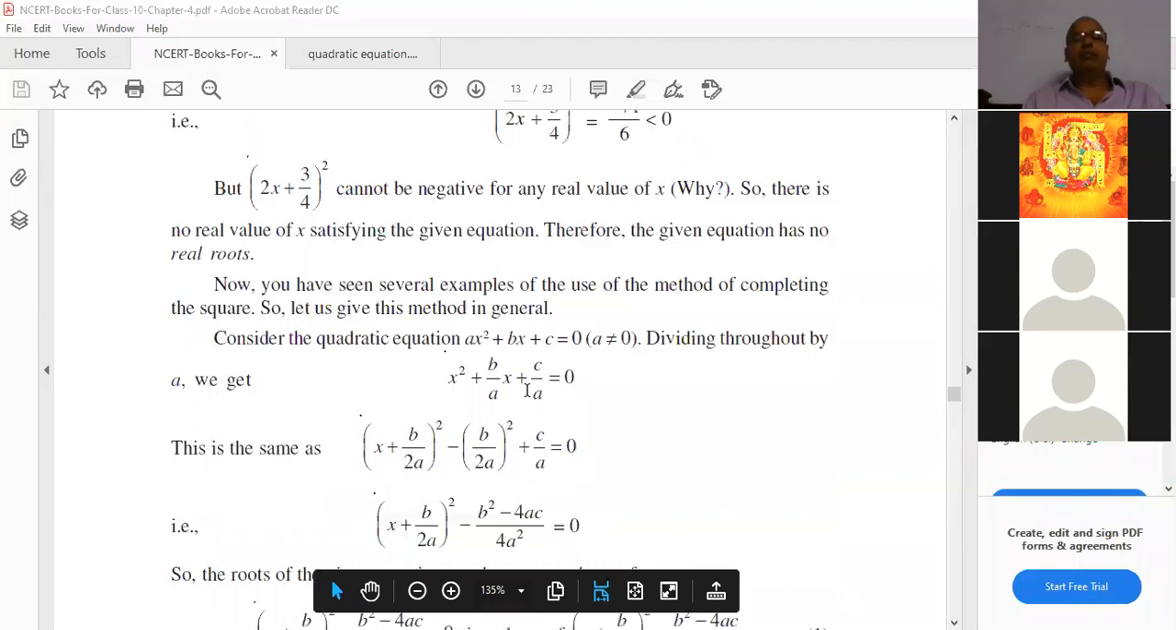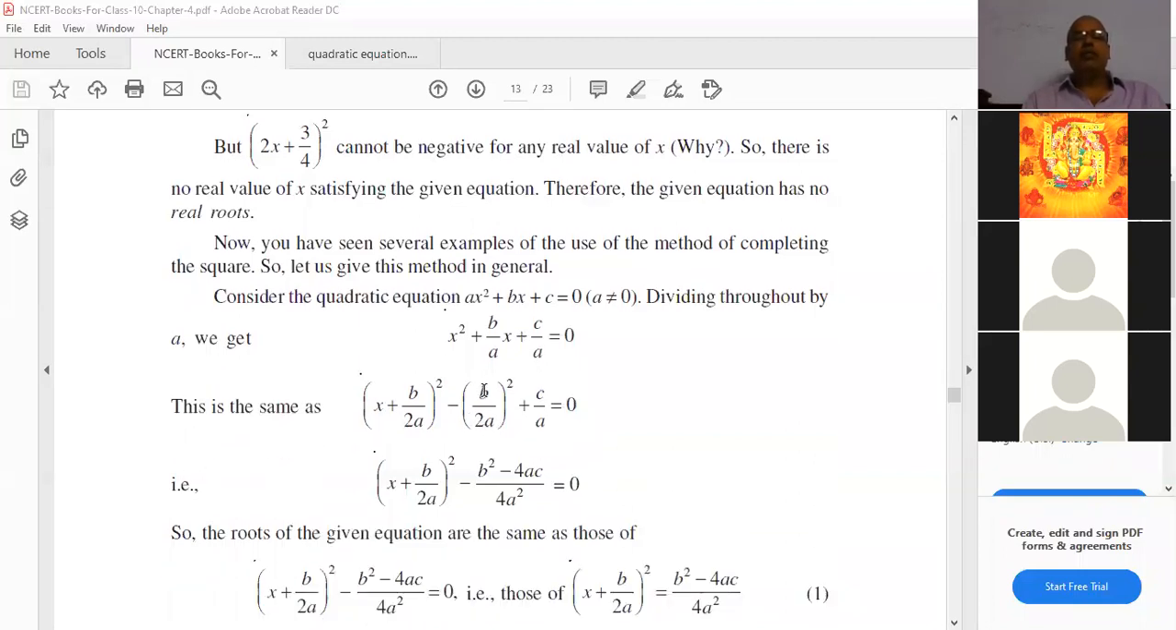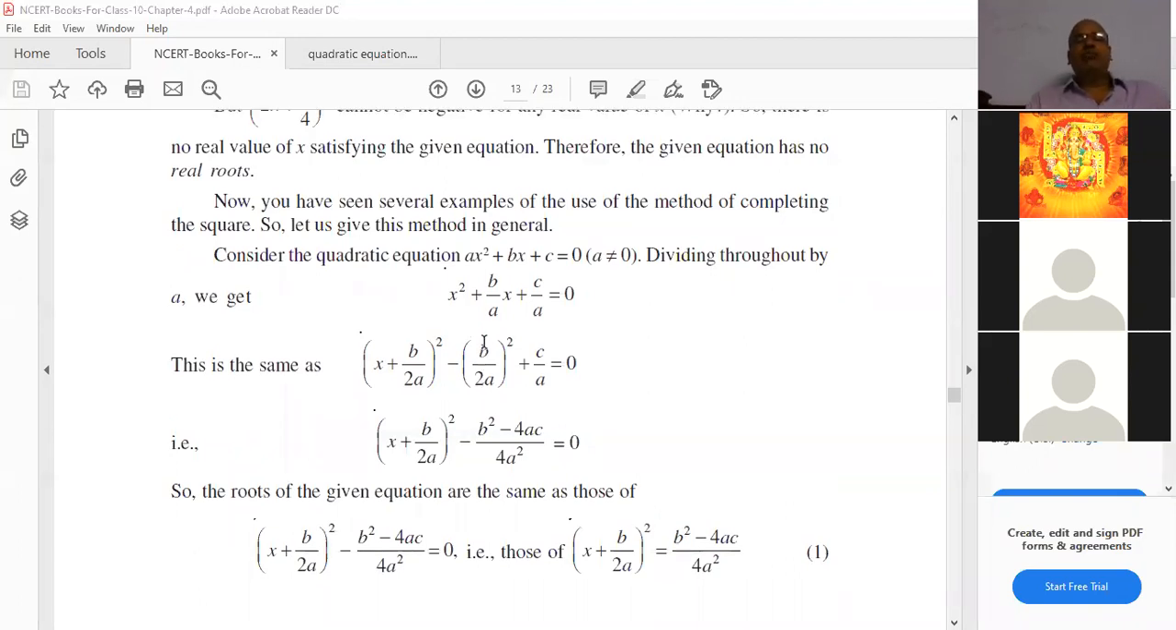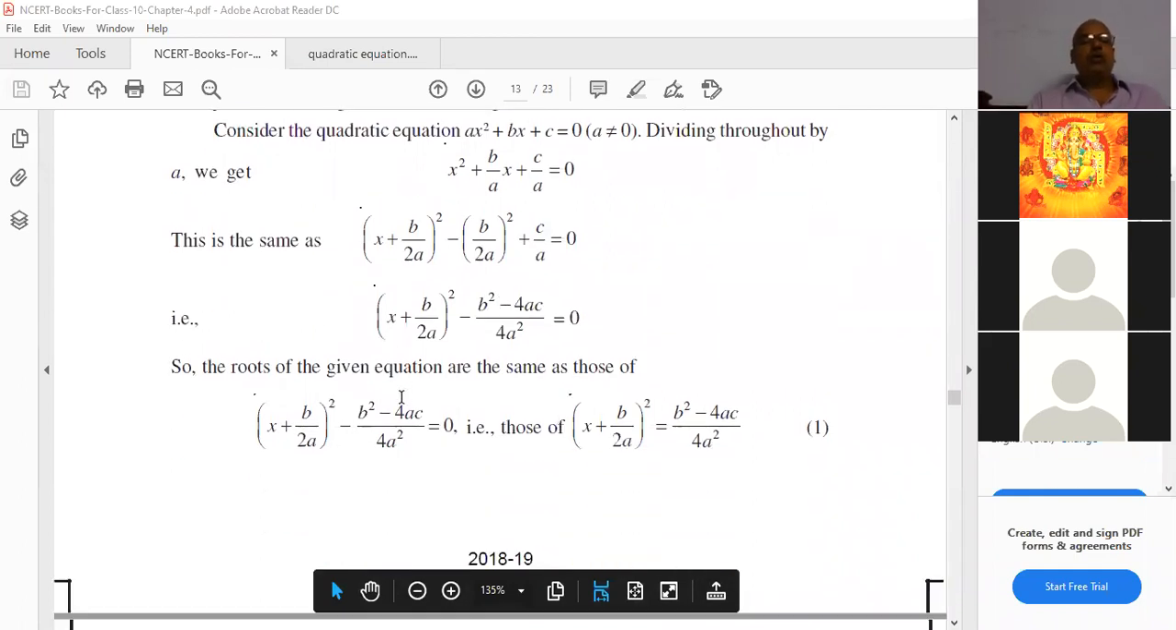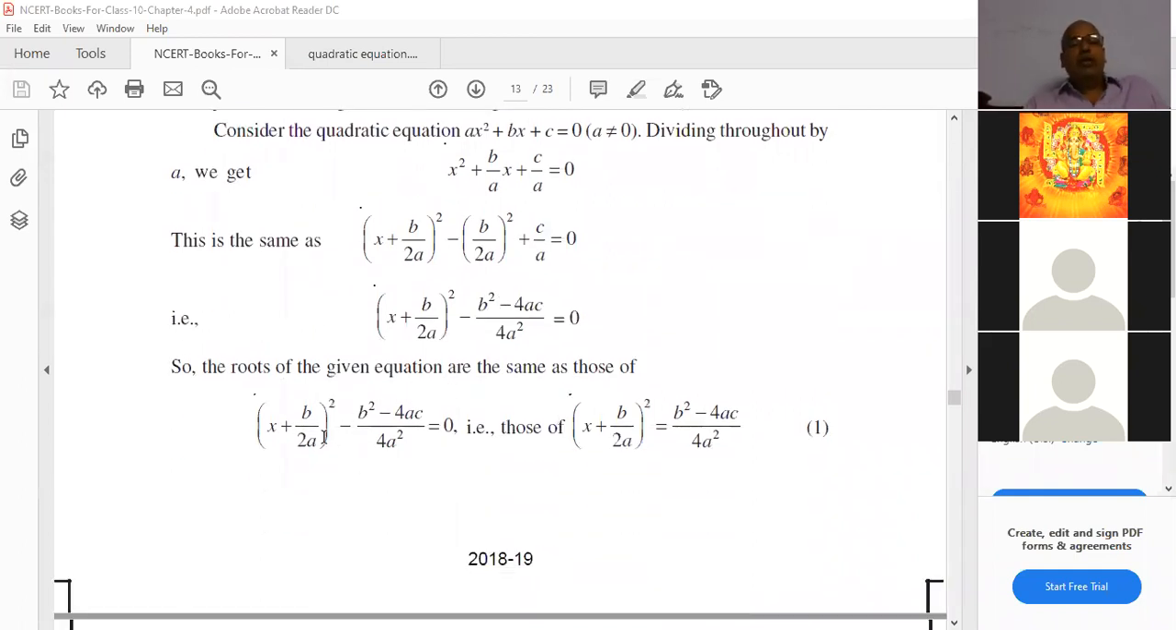LCM, 2A, B, this one. B square by 4A square. B by 2A whole square means B square by 4A square. LCM is 4A square, minus B square plus 4AC. 4A square means A is already there, 4A times C gives 4AC. And now for the roots of the given equation, you transpose this one to the RHS. x plus B by 2A whole square minus B square by 4A square plus C by A equal to 0.